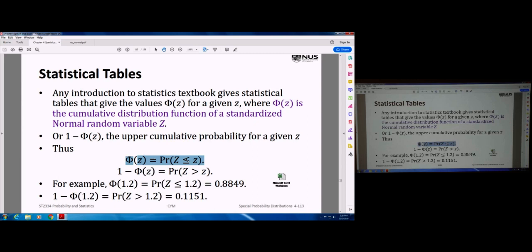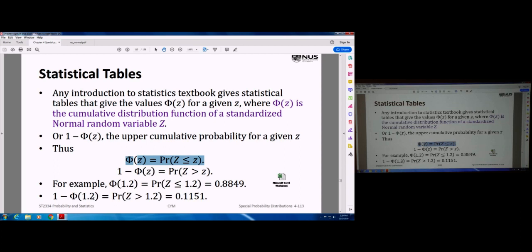Now these tables give you values of phi of z for given z's. Phi of z is a CDF. They'll either give you this or they'll give you 1 minus phi of z, which is called the survivor function, not that it's important today. For example, you will have phi of 1.2, the probability that Z is less than or equal to 1.2, and that's apparently 0.8849. That number is the area under the curve to the left of 1.2.